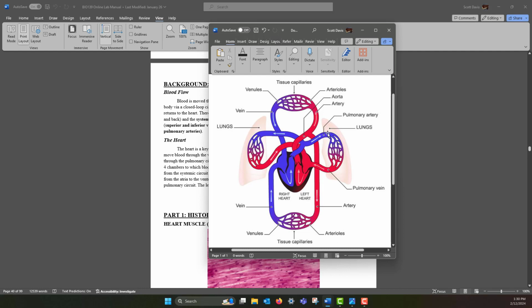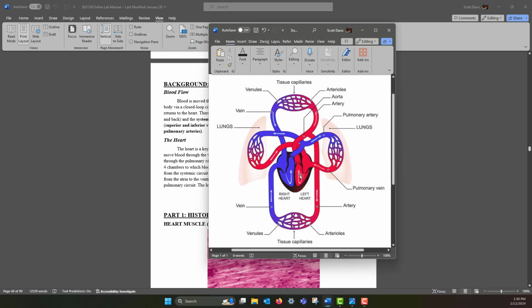Same thing happens over here in the left lung. We're going to carry deoxygenated blood, drop off carbon dioxide, pick up oxygen, and now we're coming back towards the left side of the heart in the pulmonary veins. We get into the left side of the heart. We are now high in oxygen because we just came back from the lungs. Now we're going to leave the left side of the heart to go to the tissues of the body.